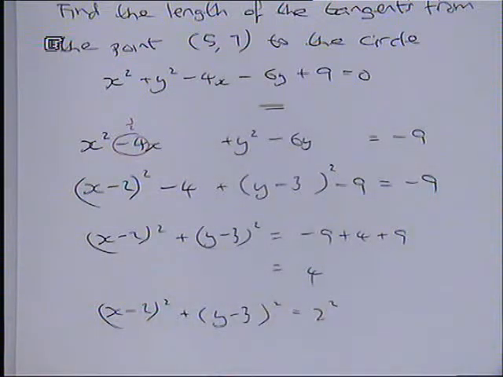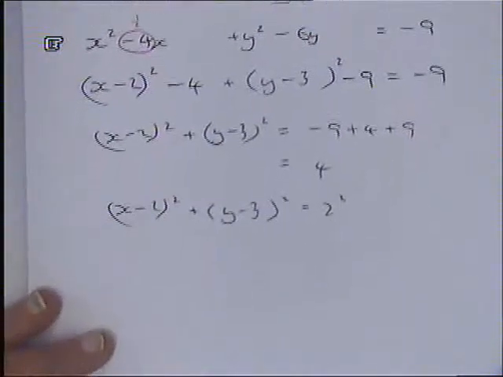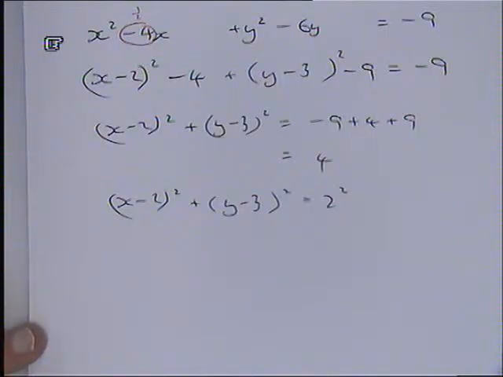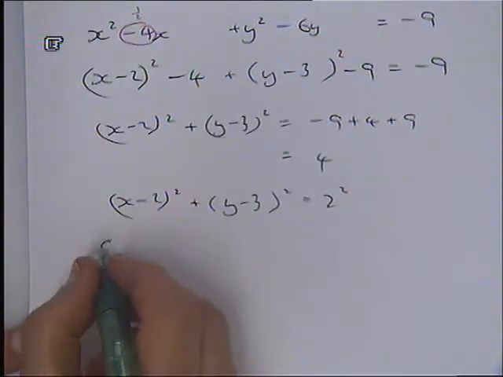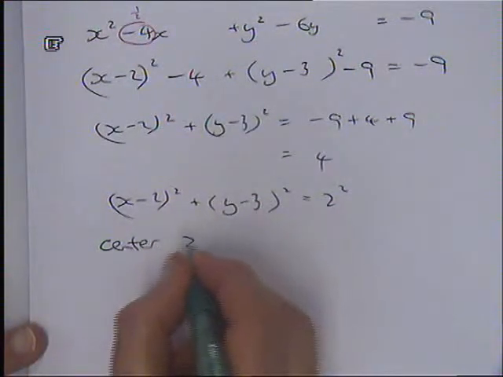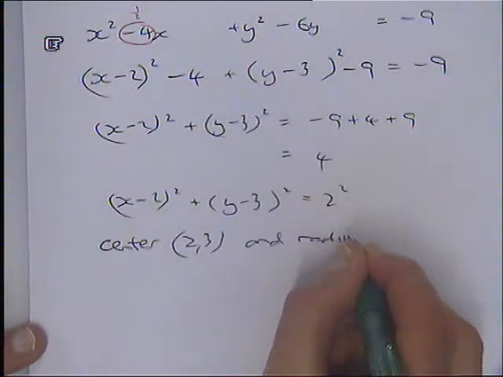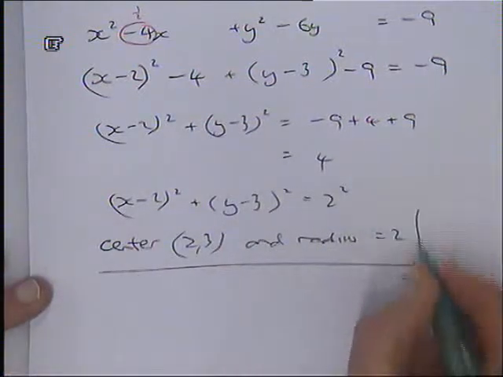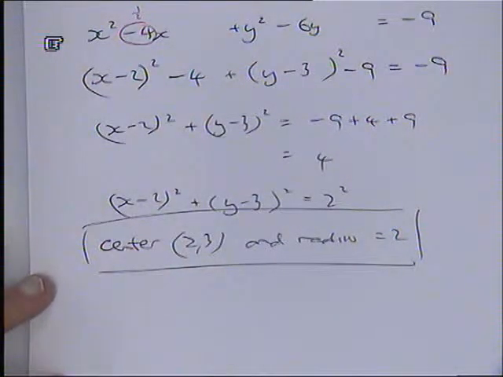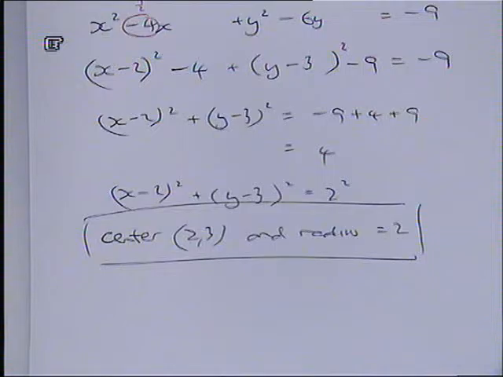So, if we've got the circle like that, what do we now know about this circle? Yeah, centre is (2, 3), and the radius is 2. Okay, so that's a bit of key information probably for this question. Now we had to find the lengths of the tangents from the point (5, 7) to the circle. What I suggest you do now is a little sketch.